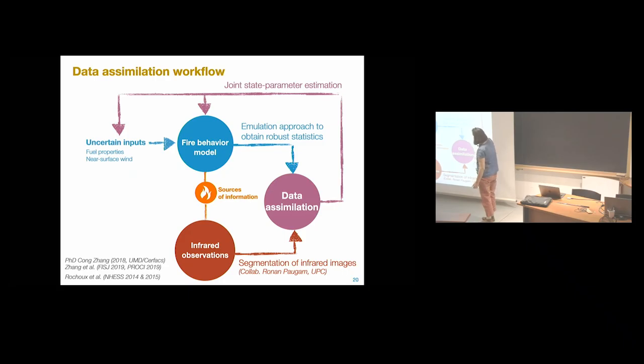And then for the inverse problem, actually for such a problem, lots of uncertainties come from the input, from the near surface wind forcing, from the fuel properties that we don't know very well. So what you want to do is not only state estimation like in weather forecast, but you want to estimate both the fire front position and some influential input parameters of the model.